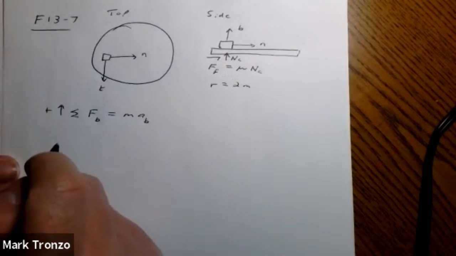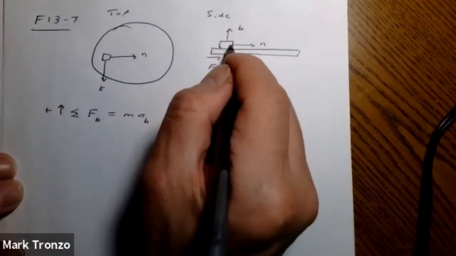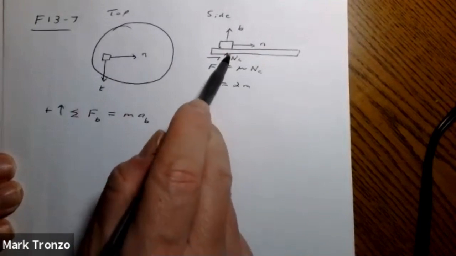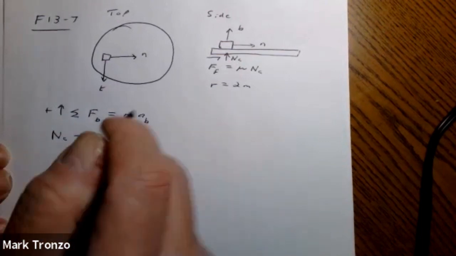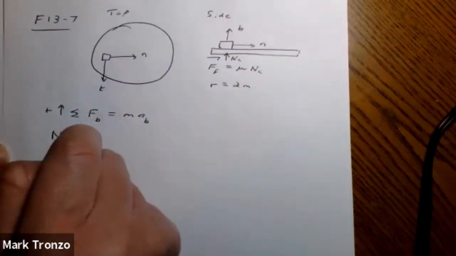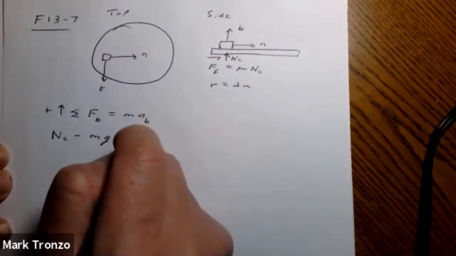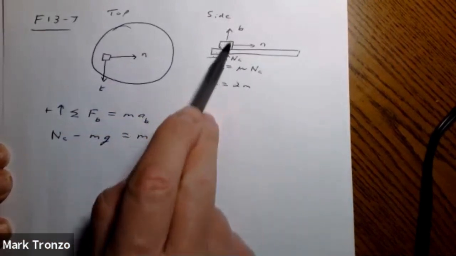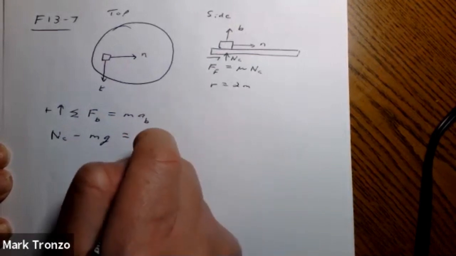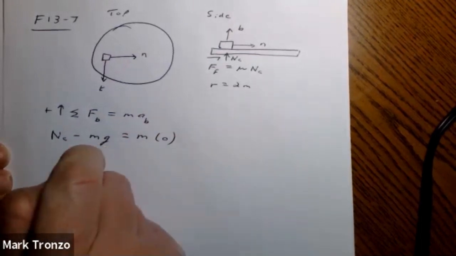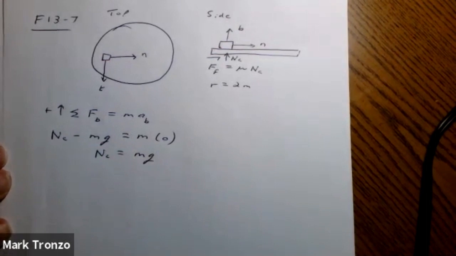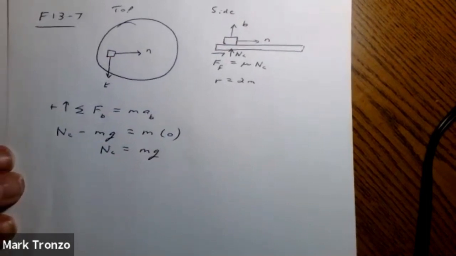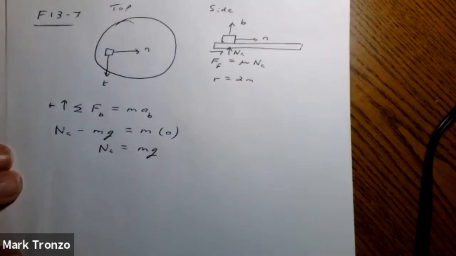And so you're going to have the mass, and you're going to have this NC here. So let's say this could be NC minus the mass of the thing times g is equal to m times the acceleration. And of course, in this B direction, it's not going up or down, so the acceleration is going to be 0. So you can say this NC is going to be mg. And so we can start with that.